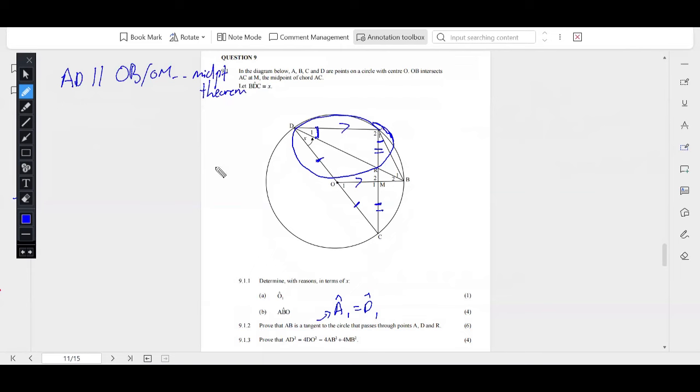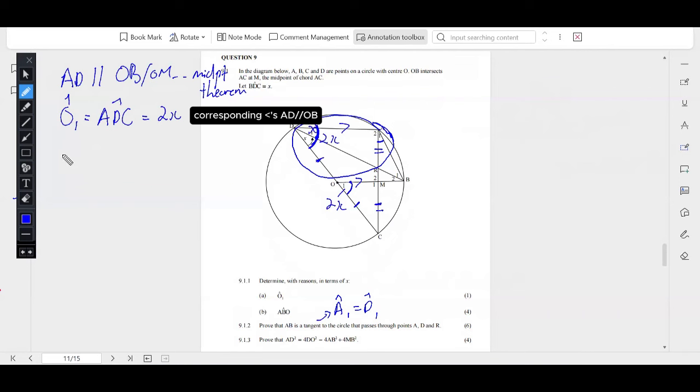So from that, what can we get? Remember, we now have parallel lines. So O1 must be equal to angle D, so we'll say O1 must be equal to ADC, which is equal to what? Remember, O1, we found that it's 2x, so also this must be 2x. But if this is 2x, remember we have x here, that means we also must have x there. So therefore, D1 must be equal to x, right?